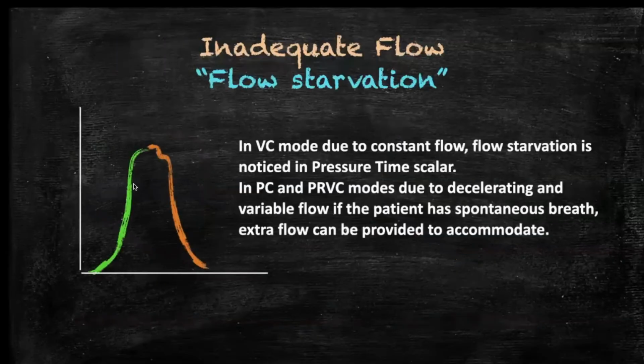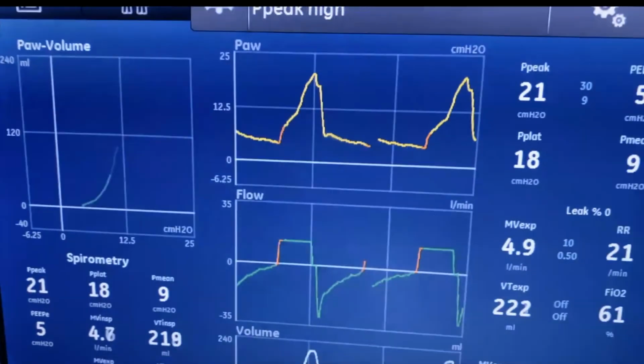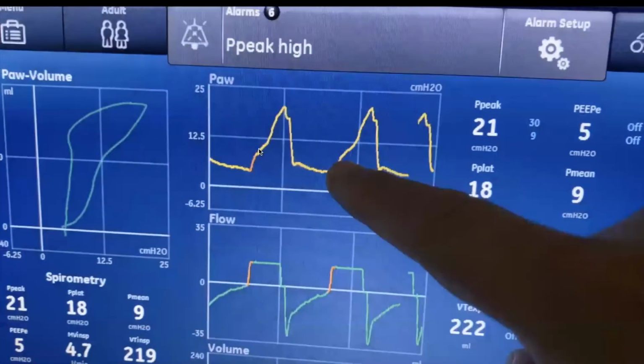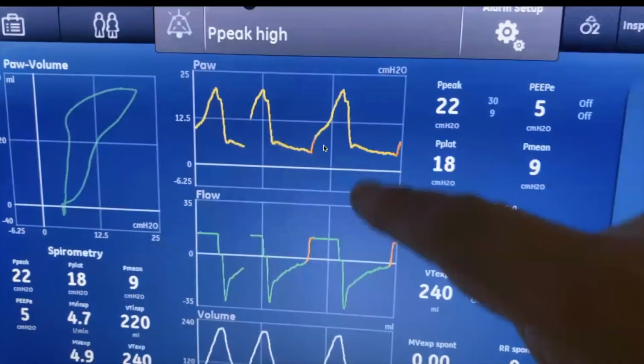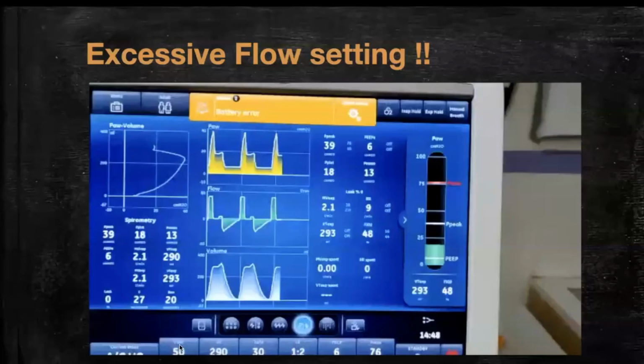This concavity in the pressure time scalar in volume control mode is a sign that there is flow starvation. That means the child requires more flow, but the ventilator is not providing enough flow. This is a sign of flow starvation, which is seen in volume control mode. You can see the concavity, scooping of the pressure time scalar on volume control mode. This is a sign of flow starvation.